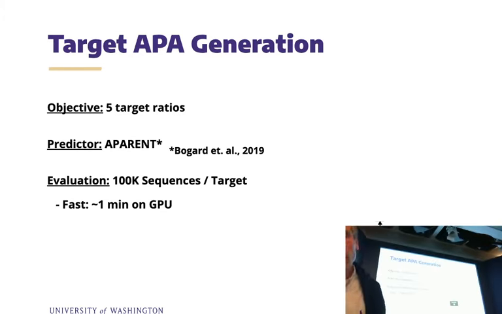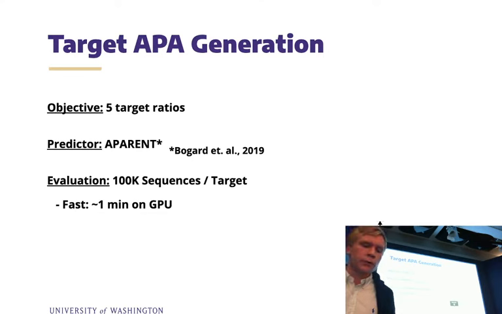previously. And as far as evaluation goes, after having trained the generators, we use them to sample 100,000 new sequences for each of these target ratios, and then essentially just compare what our predictor oracle thinks about these sequences. How well do they conform to the target isoform proportions?